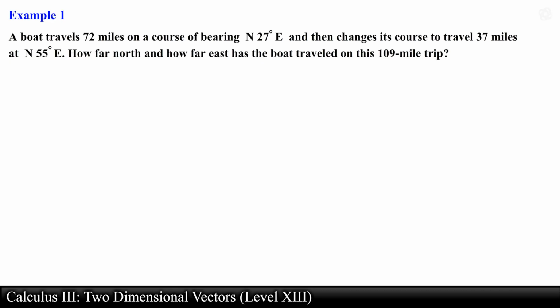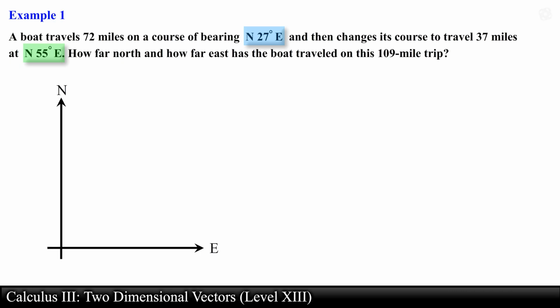Alright, we can go ahead and solve this problem by using vectors to represent each of the two bearings, with the magnitude of each vector representing the distance traveled. We can figure out how far north and how far east the boat traveled by finding the resulting vector and using its components to determine how far the boat traveled.